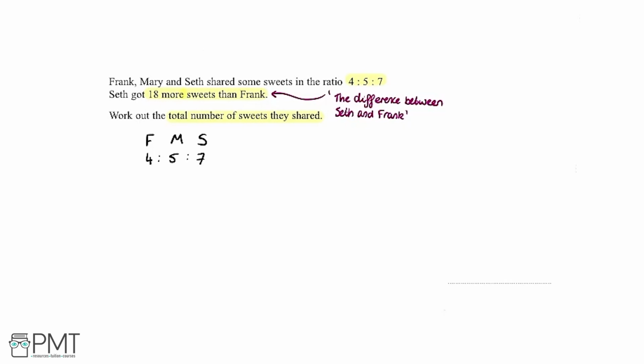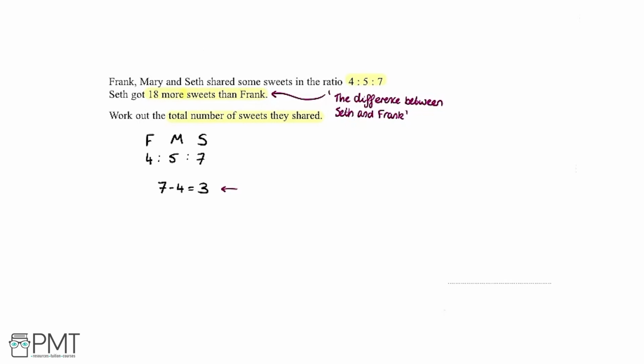I'm going to go back over to the ratio here. We're talking about Seth and Frank specifically, so these two here, and we know we're talking about the difference. Because Seth got more sweets than Frank, I'm going to do Seth minus Frank. So we've got 7 minus 4, the difference between them, and that equals 3.